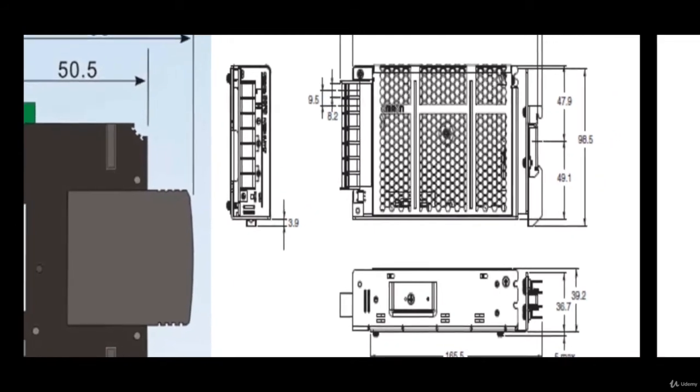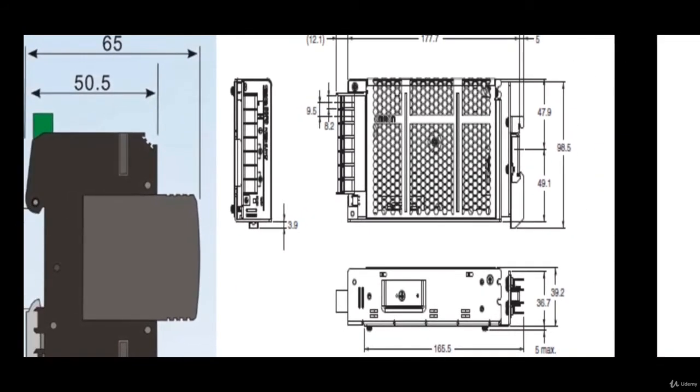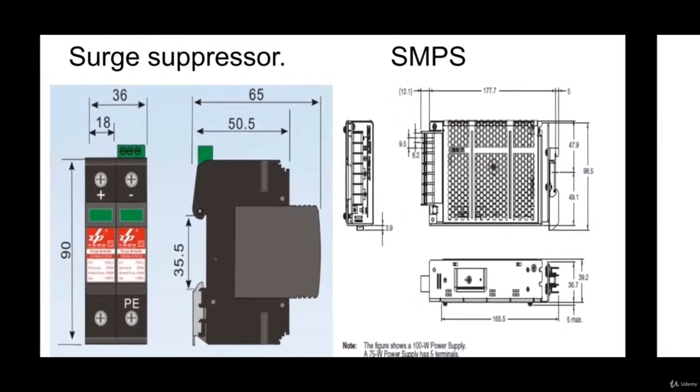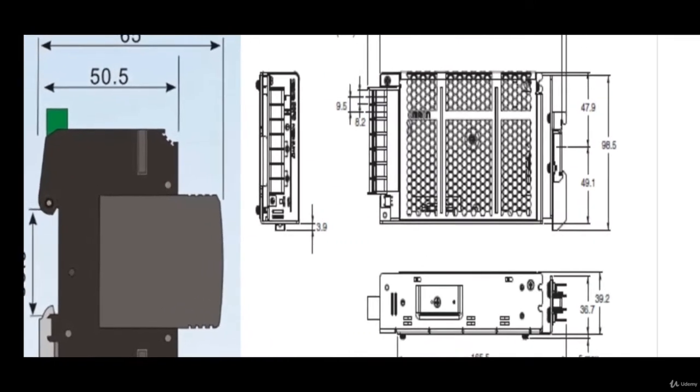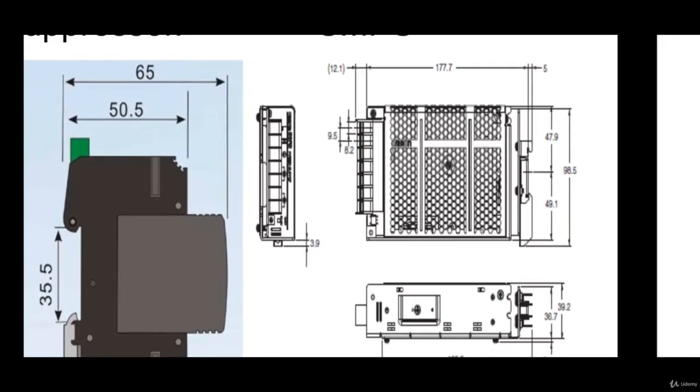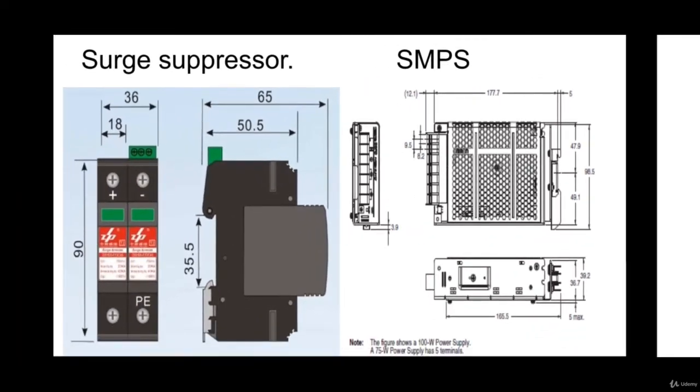Then the SMPS, you can see the SMPS. There are various types, vertical and horizontal SMPS. You can choose from those. This is a horizontal SMPS, and you can see the dimensions of this SMPS are 177.7, 98.5, in mm. So you will get a brief idea of how you are going to put all these components in your panel, so it will be easy for designing.